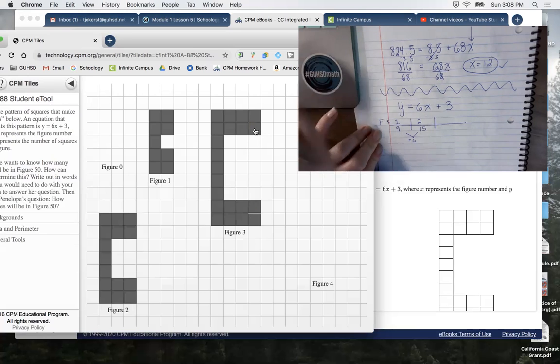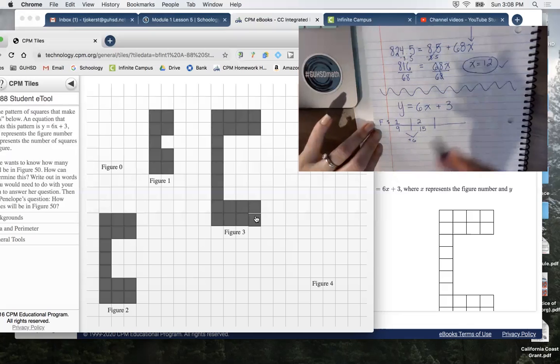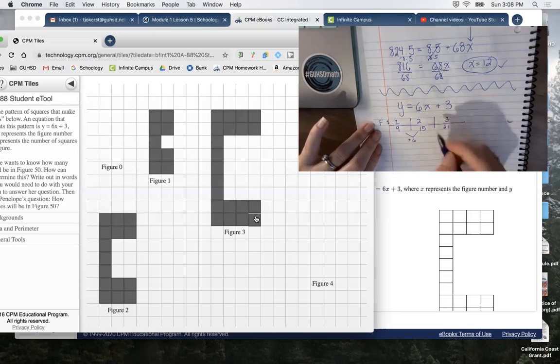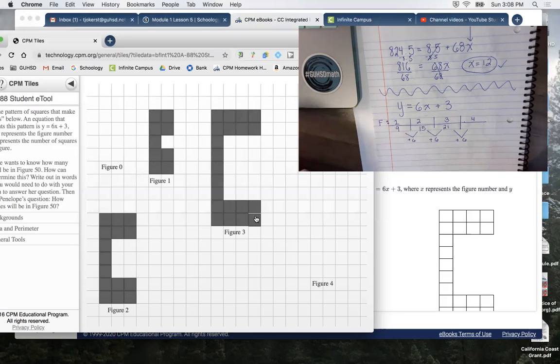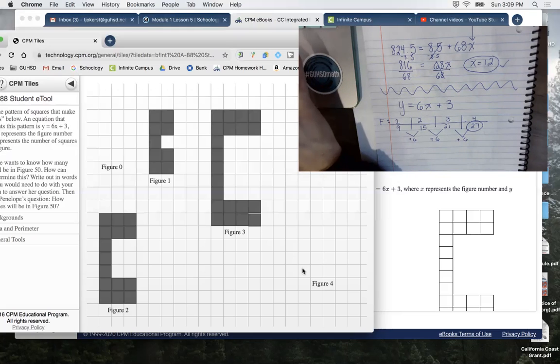So there should be 21 if I add 6. Let's double check. 1, 2, 3, 4, 5, 6, 7, 8, 9, 10, 11, 12, 13, 14, 15, 16, 17, 18, 19, 20, 21. It looks like that's exactly what we have going on here. Okay, so now if we had to build out number 4, I would speculate that we would be adding 6 for that as well. So we would have 27 tiles. I could go through and actually take the time to build it in here, but I'm not going to do that. We can speculate that this would have 27.